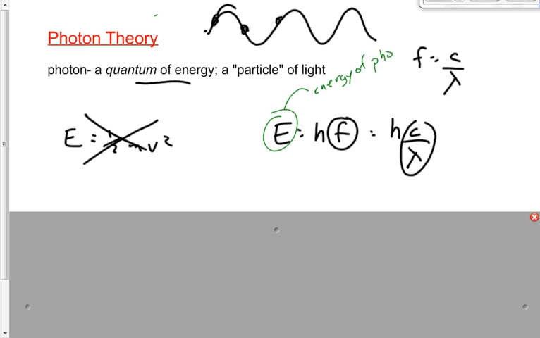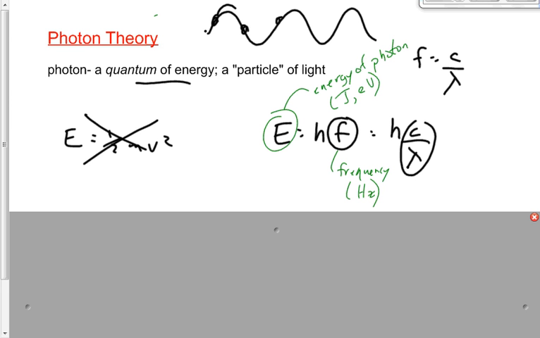Now, that can be in a couple of different units. Joules will always work for us, but you're often going to see electron volts as well. Remember what an electron volt is? 1 electron volt is 1.6 times 10 to the minus 19 joules. Talked about that in Unit 2. That conversion is on your data sheet. f is the frequency in hertz of the EMR.